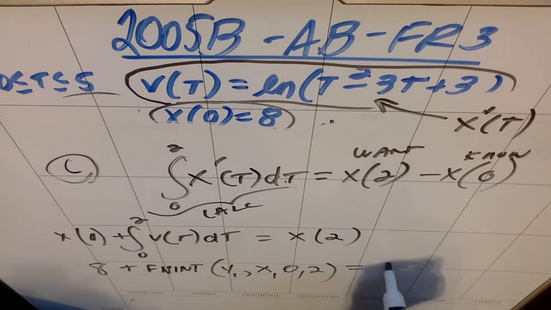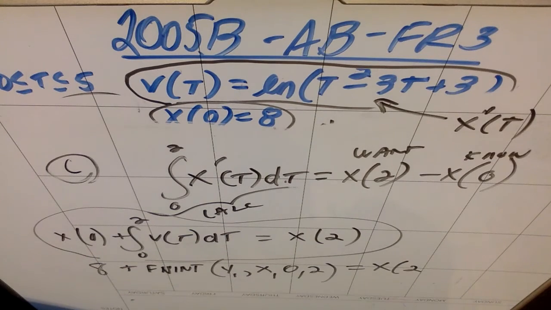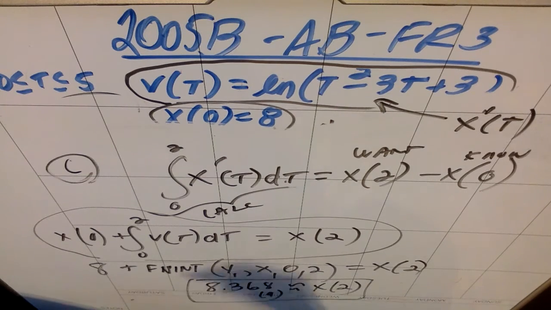And again, that calculator notation isn't what they need to see on the AP. They need to see this on the AP, but that's what you're going to have to type in your calculator to get x of 2. And when you do that, you end up getting 8.368 or 369, depending on how you round or truncate, for your x of 2. Cool.